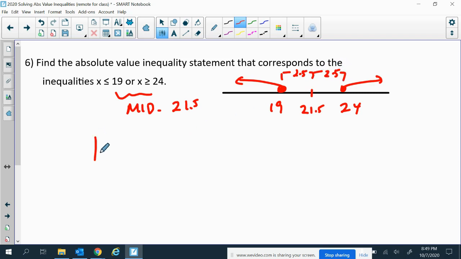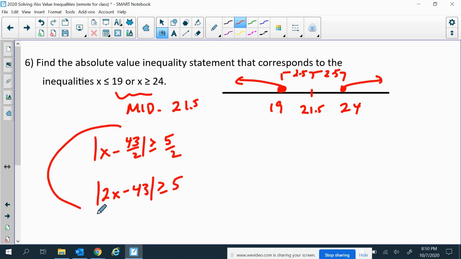So I can write absolute value of x minus 21.5, which is the same thing as 43 over 2, is greater than or equal to 5/2, which is the same thing as 2.5. I can also write absolute value of 2x minus 43 is greater than or equal to 5, or a variety of other things that represent this inequality.